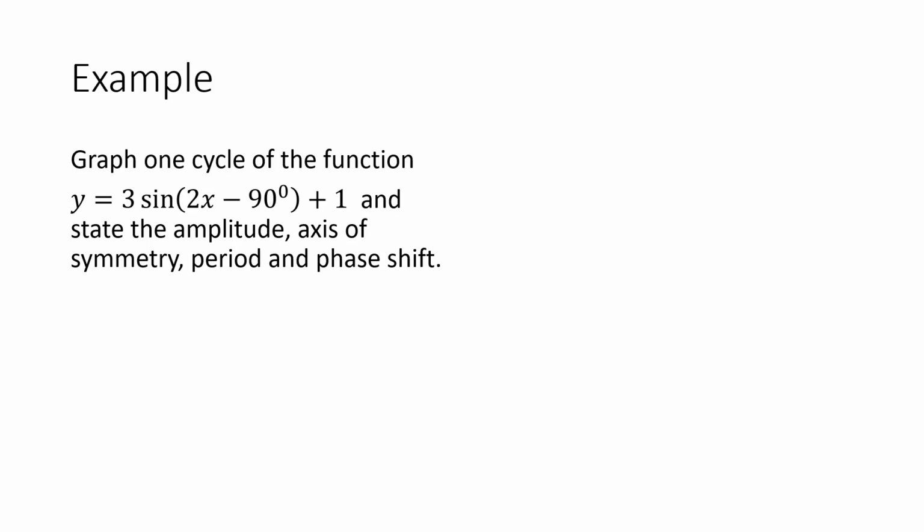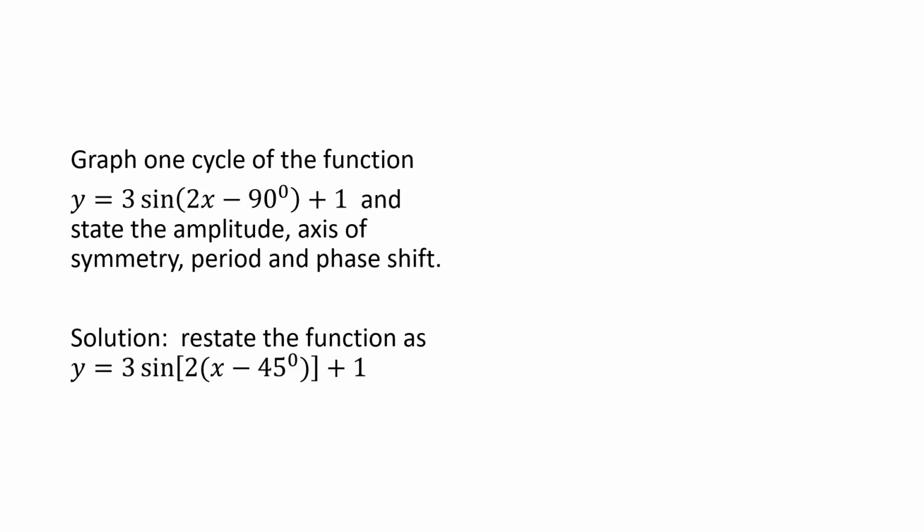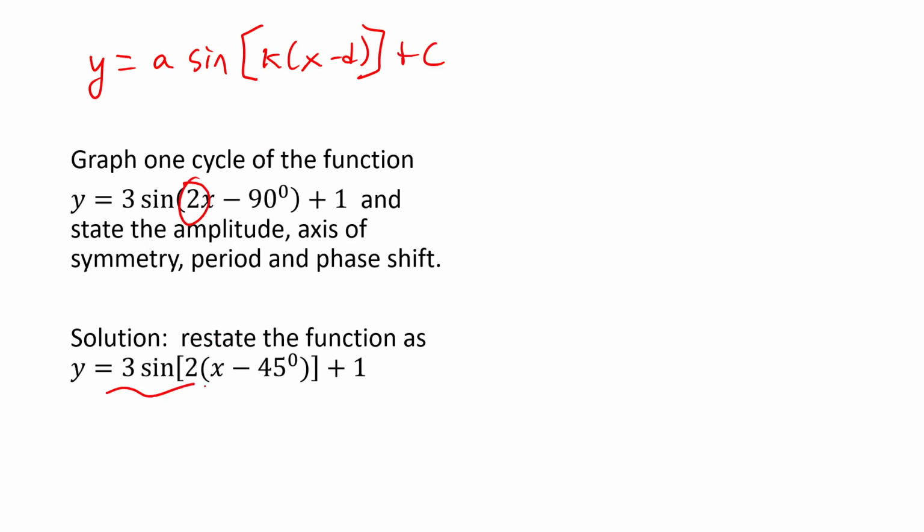So let's do an example. Let's graph one cycle of the function y equals 3 sine (2x minus 90 degrees) plus 1. We'll state the amplitude, axis of symmetry, period, and phase shift. Well, what we want to do, if you recall, the default way of writing this formula would be a sine of k(x minus d) plus c. So we want to factor that 2 out, and we end up with this expression right here.